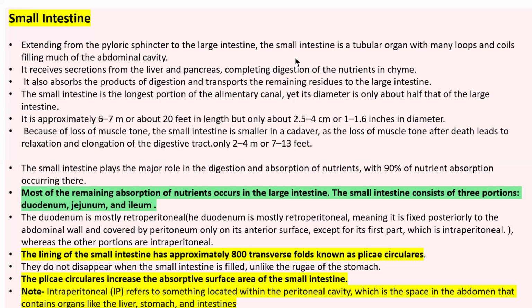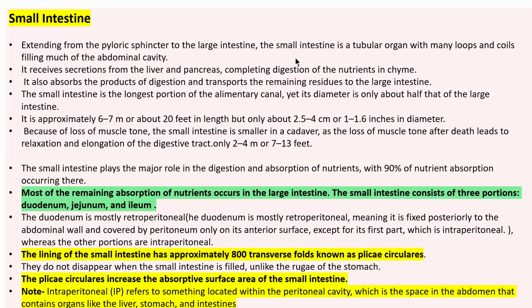The small intestine consists of 3 portions. The parts are the duodenum, jejunum, and ileum. The first part is the duodenum. The duodenum is retroperitoneal in position. It means the duodenum is mostly retroperitoneal, meaning it is fixed. The duodenum is fixed in position, lying posterior to the abdominal wall.